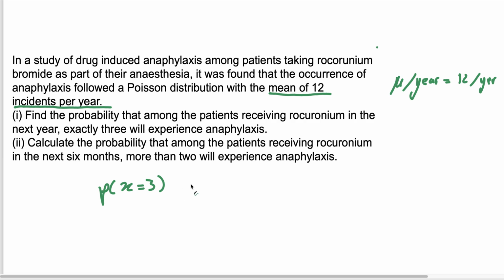They say find the probability among the patients the next year. Note that it's still talking about a year, not a month or whatever. Exactly 3 will experience that. So you're just looking at that.